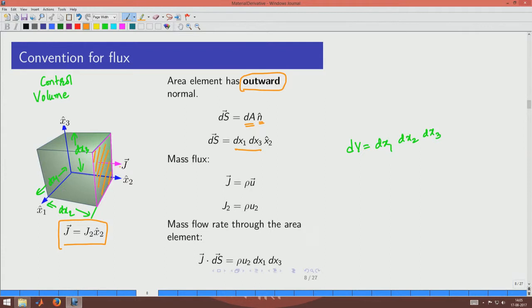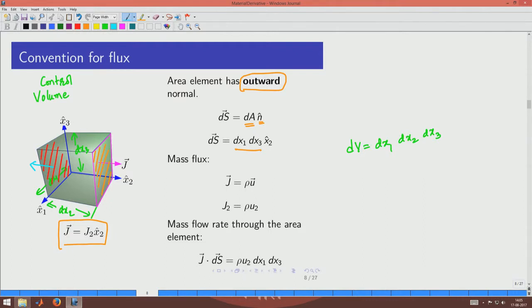Now, to test the understanding, what would be the outward normal for the other phase here, which I would just color in a different manner? So, let us look at this phase. For this phase, the outward normal would be along minus x2. So, you could see that depending upon the phase, you must always see what is outward normal, and that would be the ds for that particular phase.